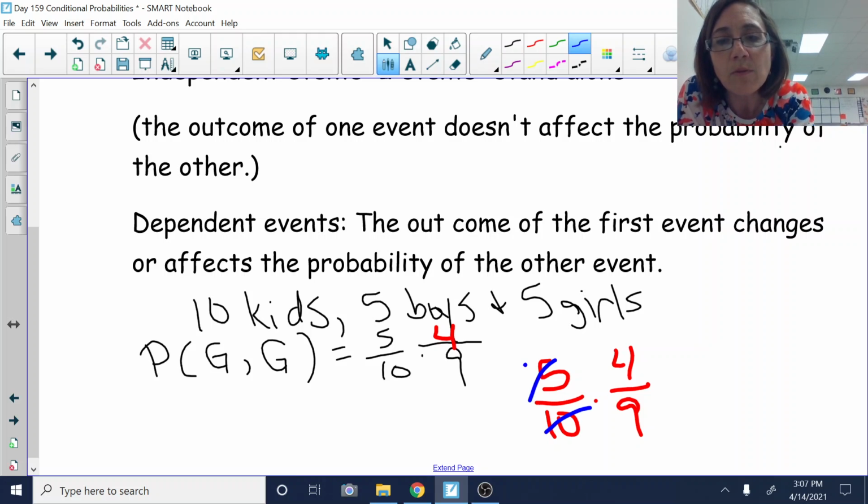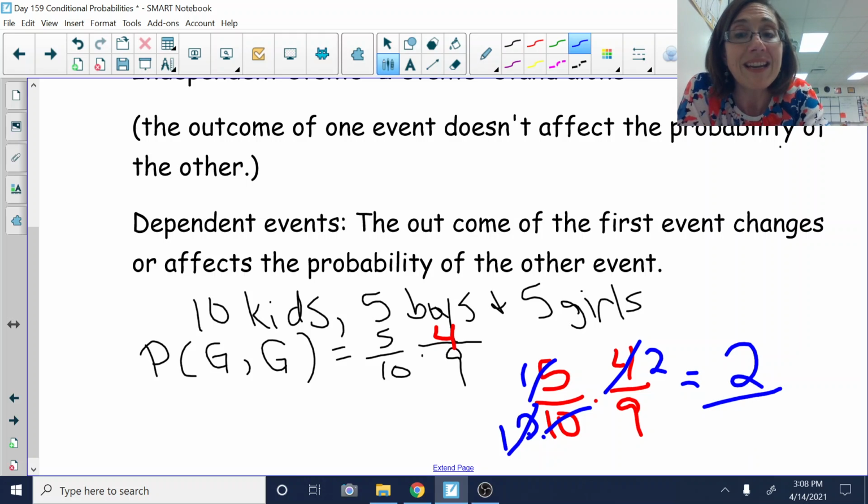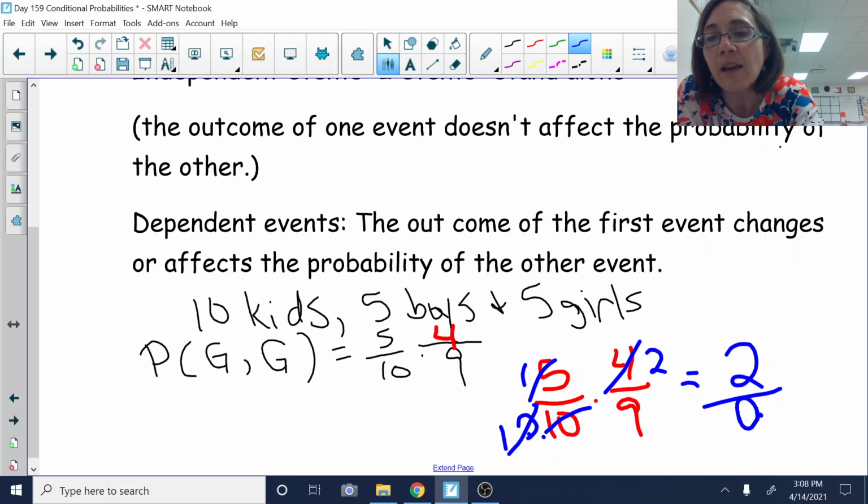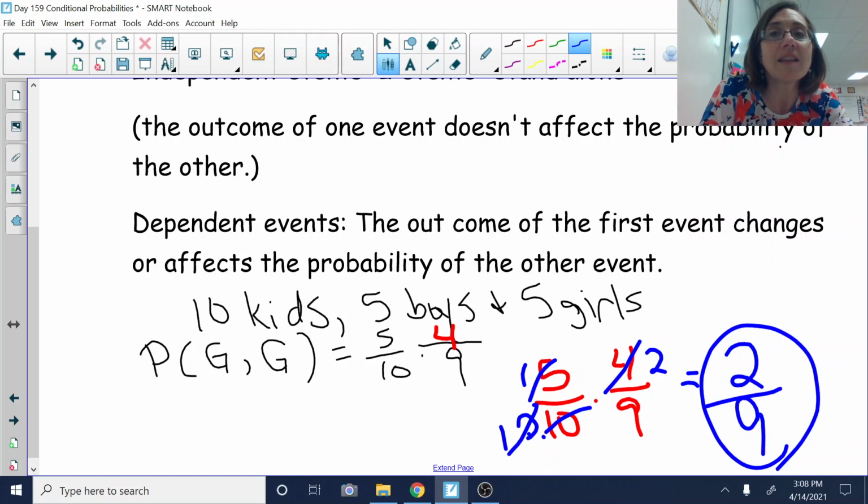So 5 and 10 could reduce to 1 and 2. The 2 and the 4 could reduce to a 2 and a 1. So now if I multiply my numerators, I'm going to get a 2. 1 times 2 is 2. Multiply my denominators, 1 times 9 is 9. So there's a 2/9 chance of getting a girl for president and also a girl for vice president in this situation.